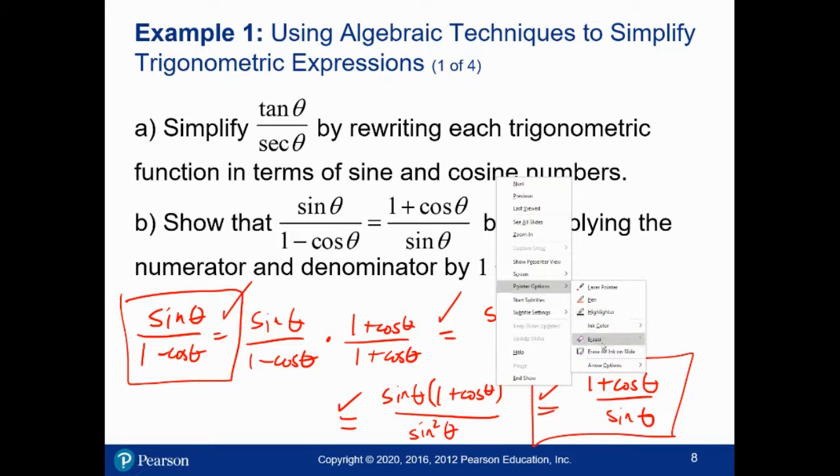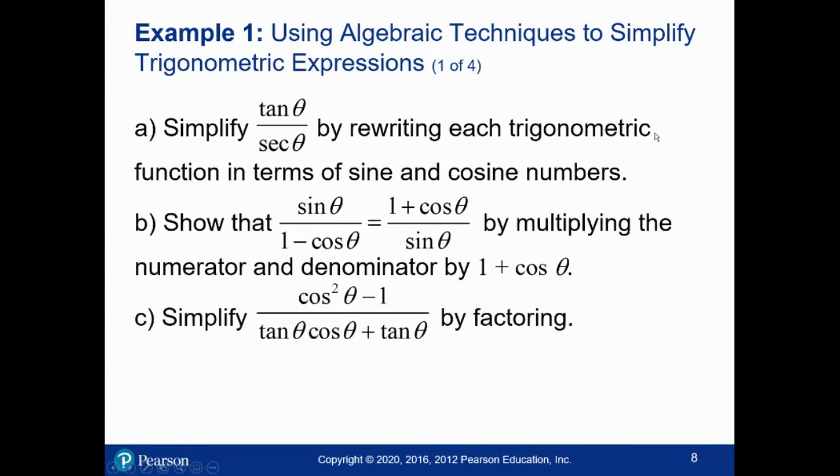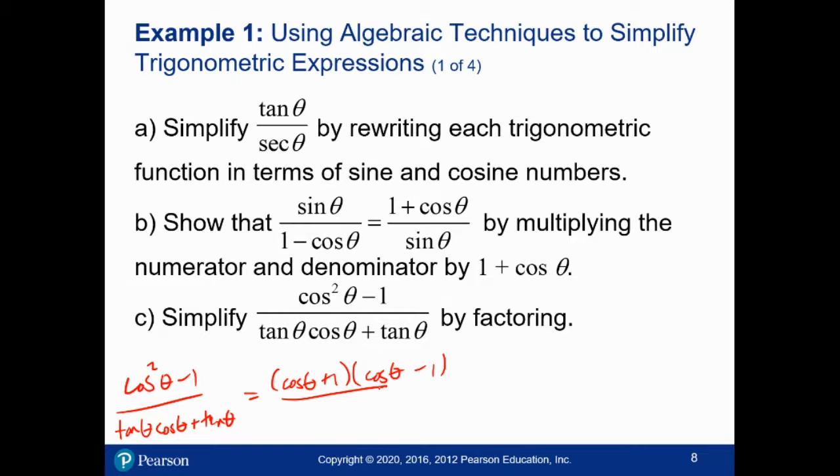Okay, so let's see what the third example here is. Simplify this thing by factoring. Okay, so we've got cos squared theta minus 1 over tan theta cos theta plus tan theta. I'm just writing the problem down. The suggestion is simplify by factoring, so I think, well, that numerator sure looks like a difference of two squares: cos theta plus 1 times cos theta minus 1. And the denominator, I can factor a tangent of theta out, leaving behind cos theta plus 1. And now I can cancel cos theta plus 1 over cos theta plus 1, leaving me just cos theta minus 1 over tangent of theta.